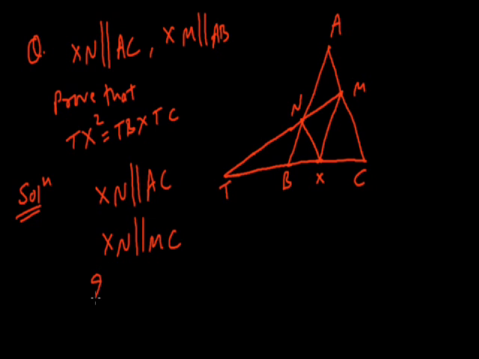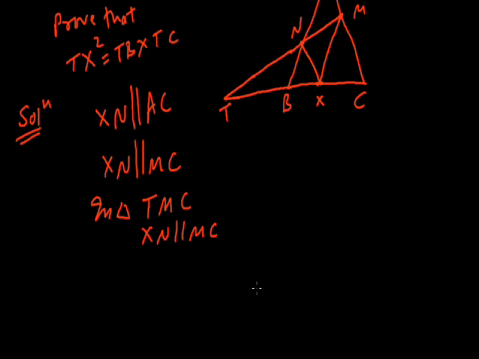Now, in triangle TMC, XN is parallel to MC. As XN is parallel to MC, we can apply the basic proportionality theorem. That is, TX upon TC is equal to TN upon TM.